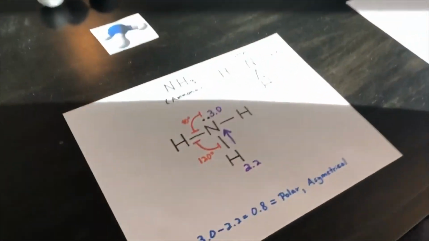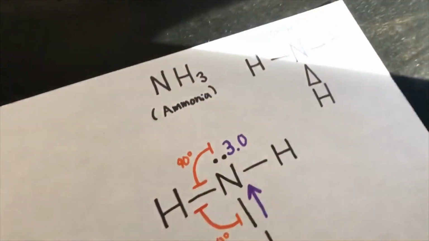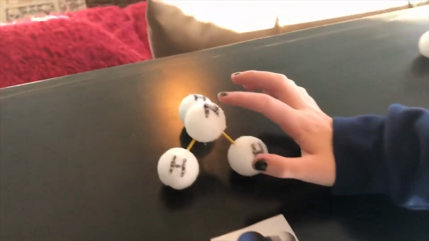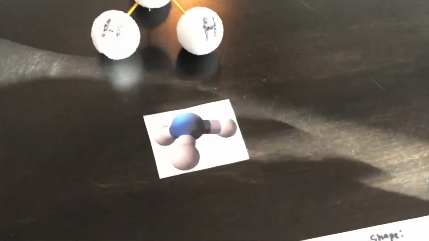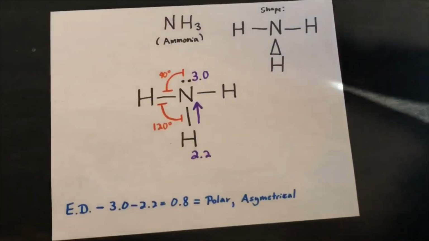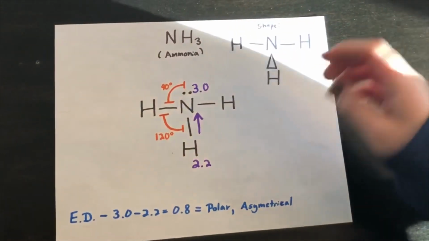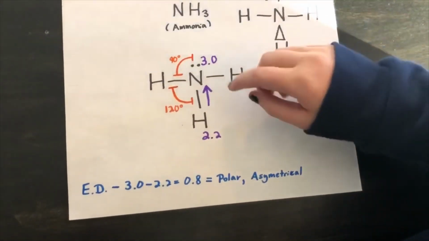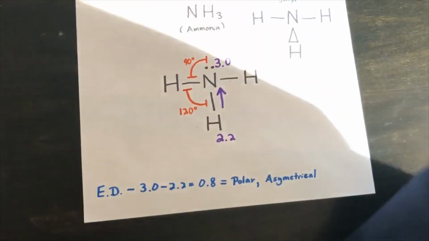This model is our trigonal pyramidal, aka our T-shaped. For this example, for ammonia, we have 1 nitrogen attached to 3 hydrogens. And this is our picture. We have 2 different bond angles, which is 90 degrees and 120. This indicates that it is polar because it's asymmetrical. And we have 3 pairs of unshared electrons and 1 pair of shared electrons.